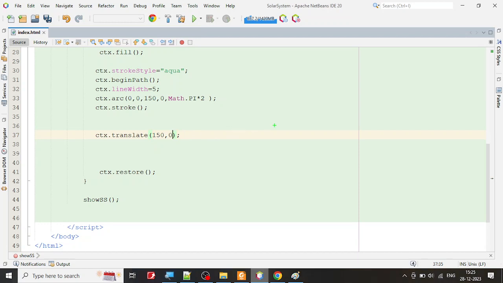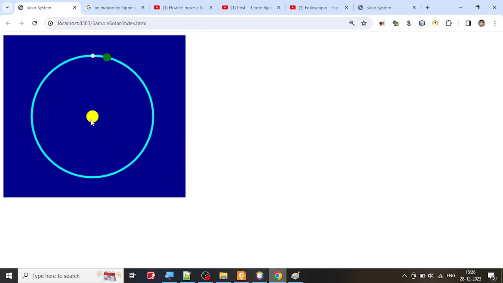In other words, you have your sun here. Let me draw that sun here. Along this you just go 150, don't go in the y direction, just along the x direction. Make a 150 pixel movement, and you are there at the orbit.